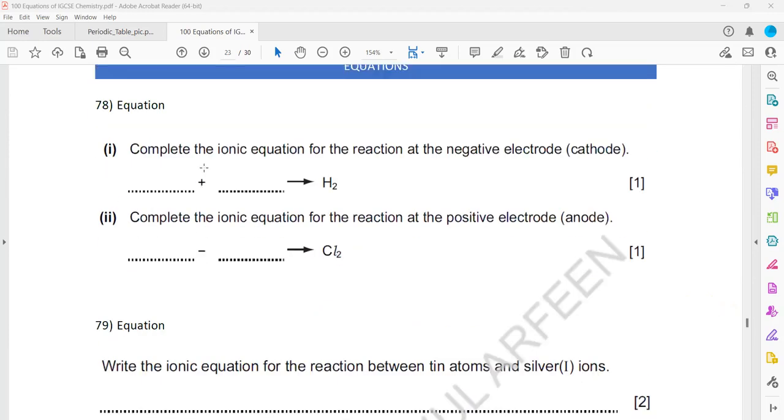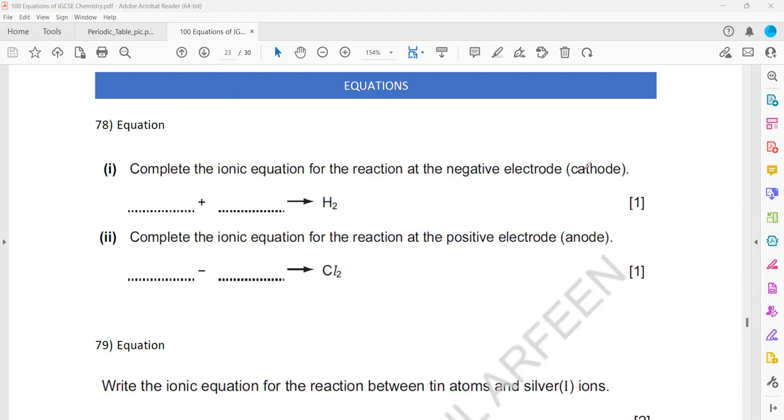The ionic equation for a reaction at a negative electrode, or cathode, is there. You have to complete it, like how hydrogen gas can be formed in electrolysis. So hydrogen ions take electrons, but it should be two hydrogen ions gain two electrons and form hydrogen gas. Ionic equation for a positive electrode, how chlorine can be formed. So chloride ion will lose an electron and form chlorine. So two chloride ions lose two electrons and form chlorine gas.